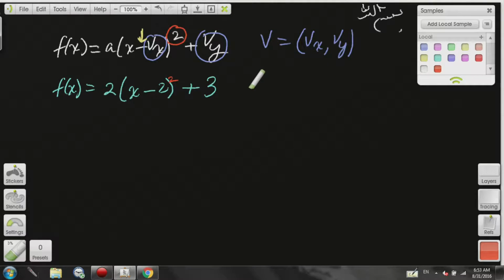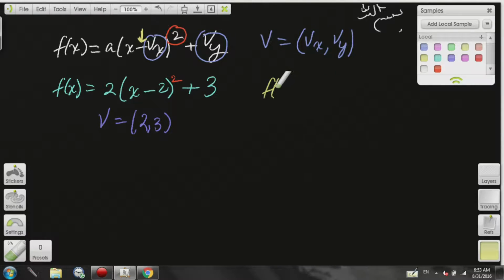Now it's a quadratic function. I put that 2 to emphasize. So the vertex here in this case is going to be what? It's going to be 2 and 3. It's not negative 2. Okay, it's 2 and 3 because there's a negative sign there.